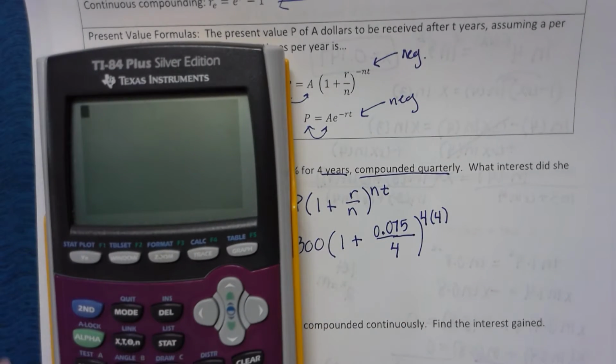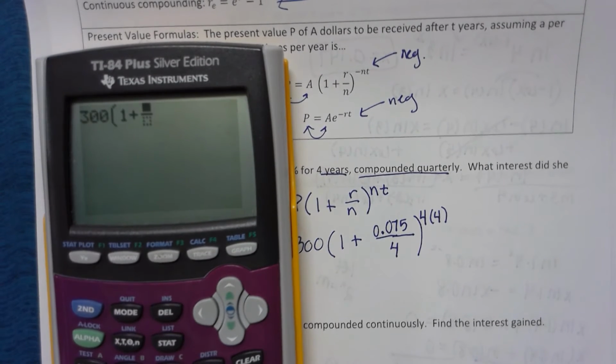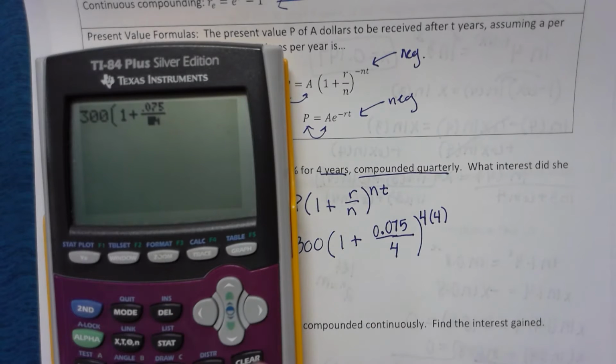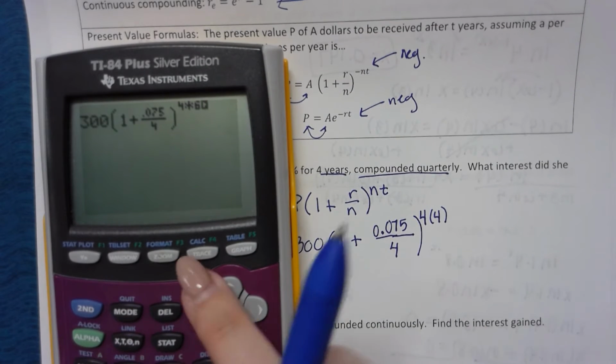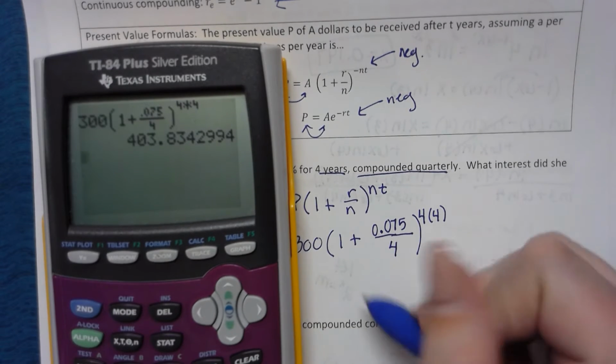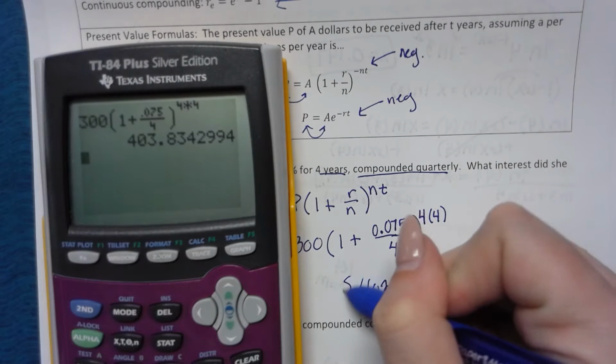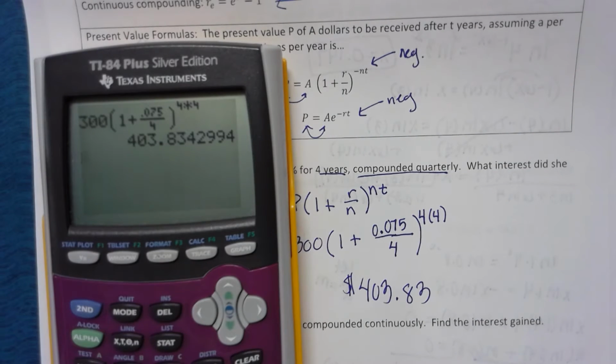So use the fraction button, 300 times 1 plus fraction 0.075 divided by 4, to the 4 times 4. That gives us 403.83. Now I know in math we always round to 2 decimal places, but if we're talking about money, we're only going to do 2 decimal places.